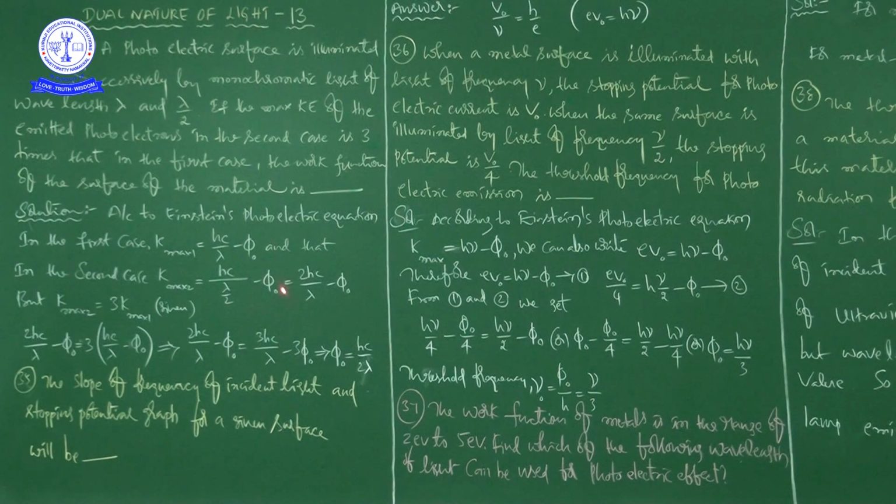See here, according to Einstein's photoelectric equation, in the first case k maximum 1 is equal to hc by lambda minus phi naught, and in the second case k maximum 2 is equal to hc by lambda by 2 minus phi naught, that is 2 hc by lambda minus phi naught, okay. And we are using the given relation, so you substitute these values in that relation, that is k maximum 2 and k maximum 1, then finally we are getting phi naught is equal to hc by 2 lambda, okay, right.